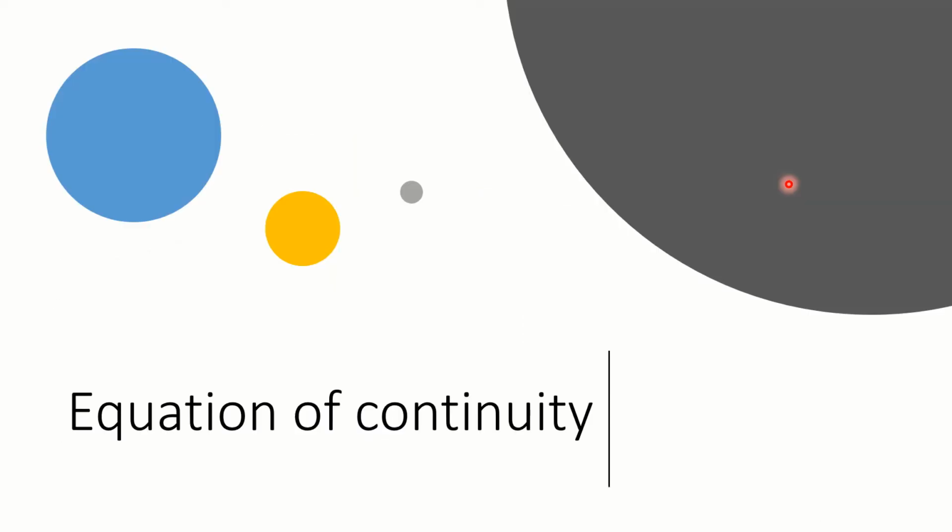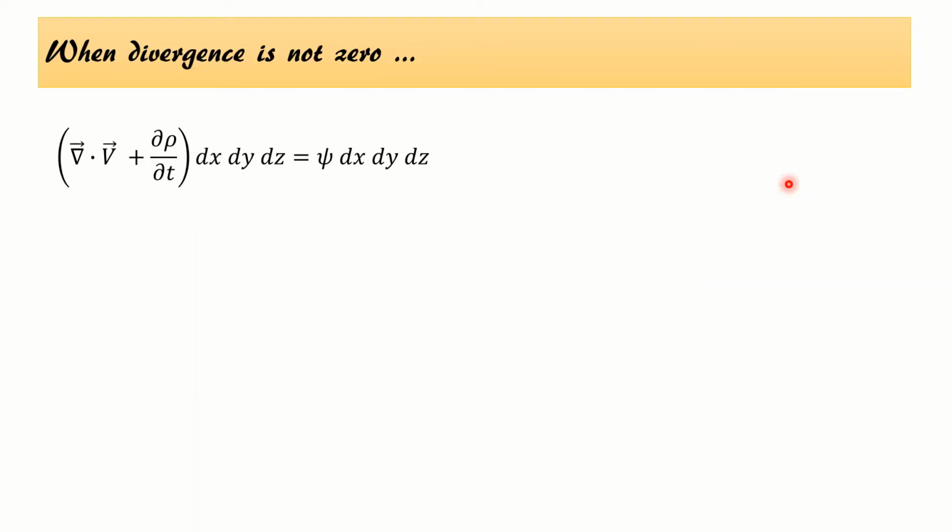So now we are going to look at the equation of continuity. Right, so now we know the divergence can be equal to 0 or non-zero. So now we need to take into account the case where the divergence is non-zero. In order to write the equation, we have an expression like this.